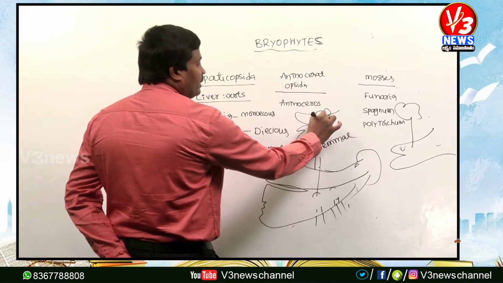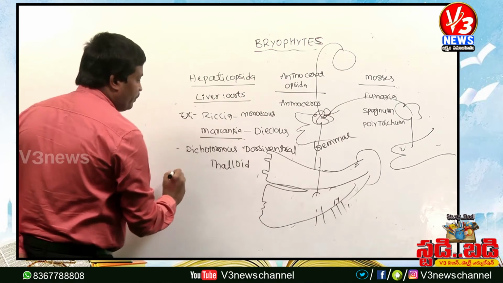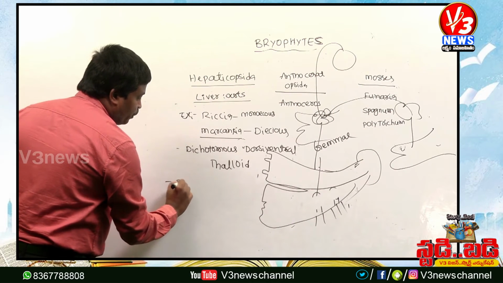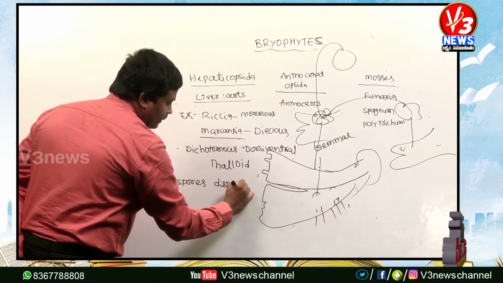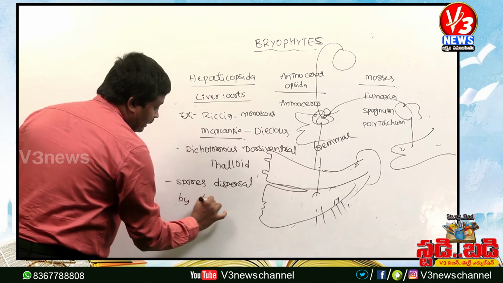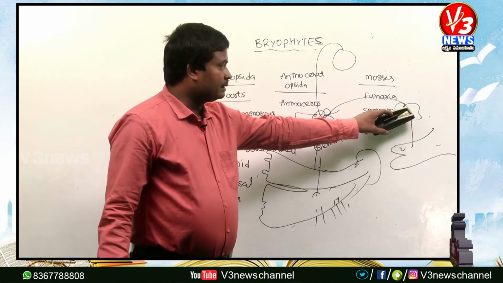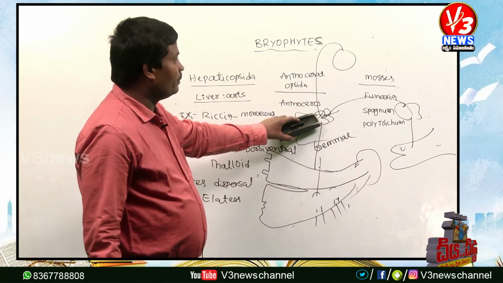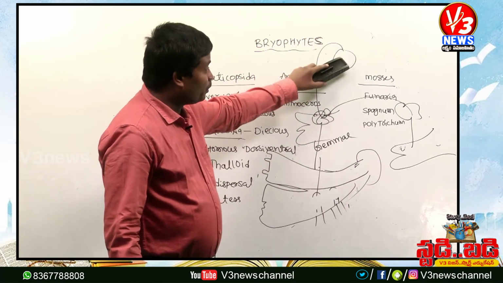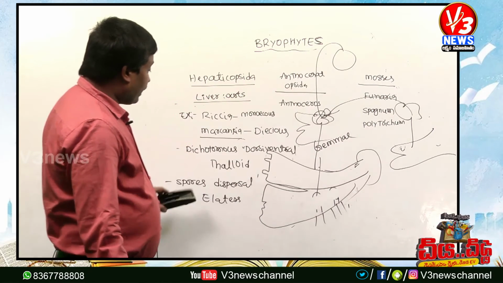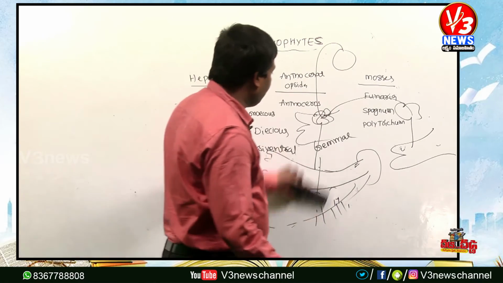Then after that, fusion of the male and female gametes produces the sporophyte. The sporophyte produces spores, which are dispersed by elaters. So the male reproductive organ is called antheridium and the female reproductive organ is called archegonium. Fusion forms a zygote, the zygote develops into an embryo, the embryo develops into a sporophyte, and the sporophyte produces spores. The spores are released by dispersal structures called elaters.